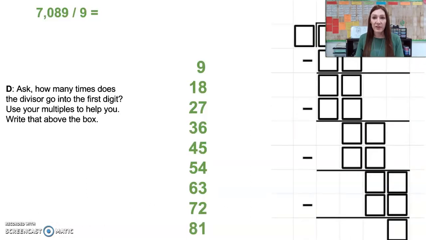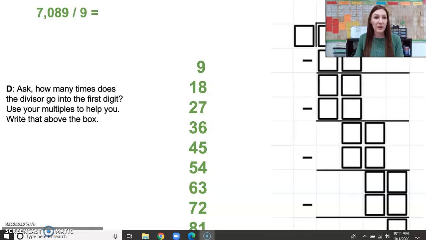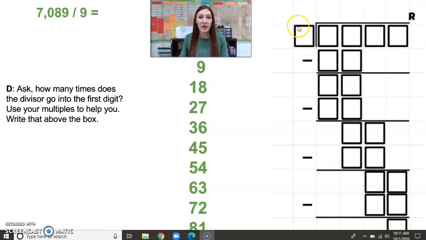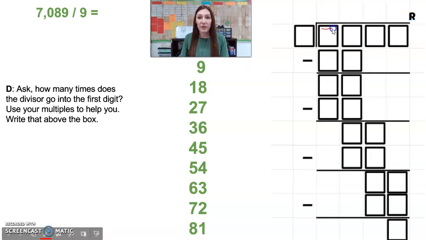So our first example, we are dividing 7,089 by 9. So our 7,089 is our dividend. This is the number we're dividing into. Our divisor is 9, and I already have my multiples of 9 listed out.